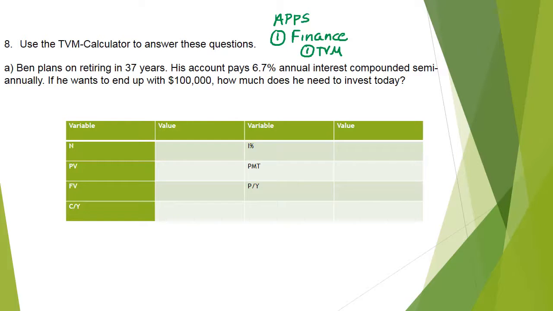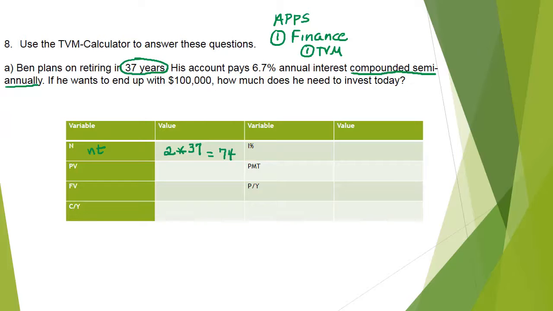N is a combination of that whole NT. So it's the number of times something's compounded per year times the number of years. In this particular problem, we have something that's compounded semi-annually, which means 2 times a year. So little n is equal to 2, and the question here is plans to retire in 37 years, so little t is 37. This is actually how I enter it right into my TVM calculator. I literally do 2 times 37. Now this will give you a product of 74.